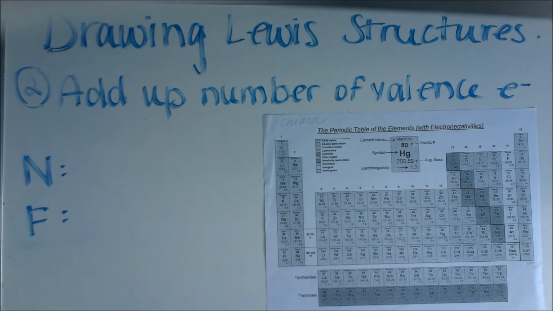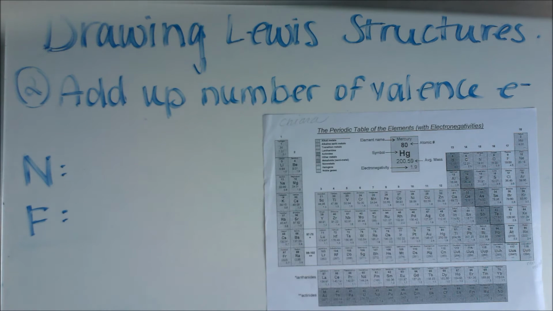The second step is to add up the number of valence electrons available in each atom of each element. This number will represent the total number of electrons that you will draw in the diagram. If the structure is a polyatomic ion, you add 1 electron for each negative charge or subtract 1 electron for each positive charge. So for NF3, we're going to take a look at our periodic table of elements to determine the number of valence electrons.